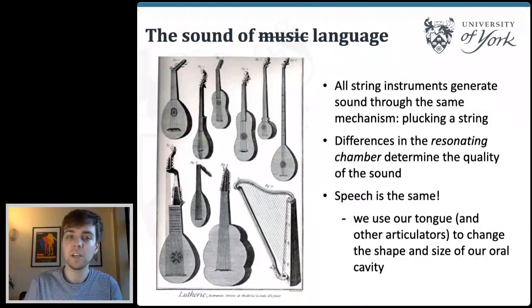And speech is the same. So we use our tongue and the other articulators, like the lips, to change the size and the shape of our own vocal tract, our resonating chamber. And when we do that, it modifies the dynamics of airflow quite well. So, airflow being just the way that air flows from the lungs into the mouth or into the nose and out of our body when we talk. The shape of our vocal tract will determine the quality of sound that we make.